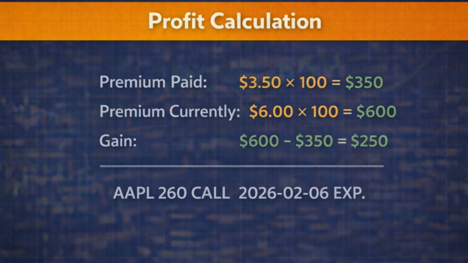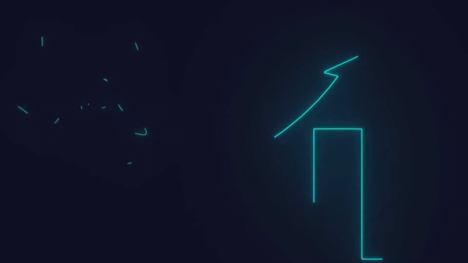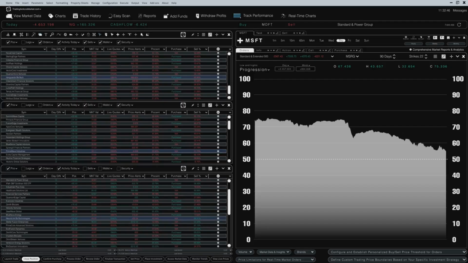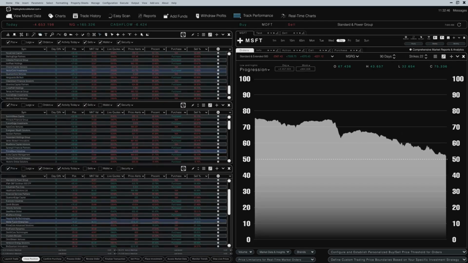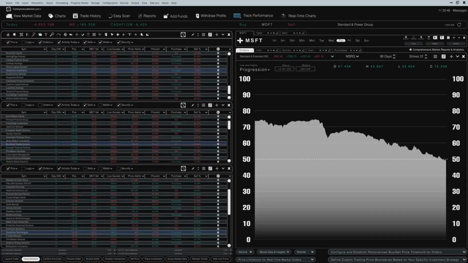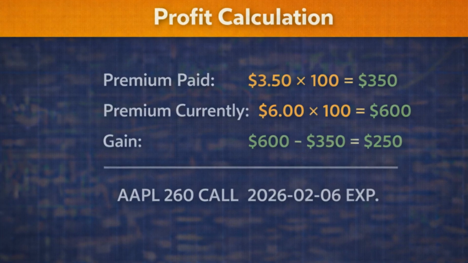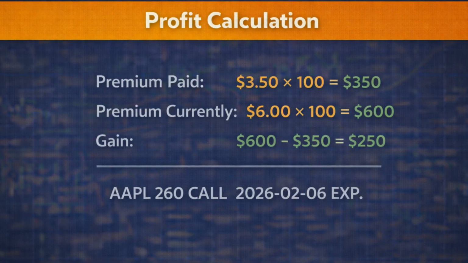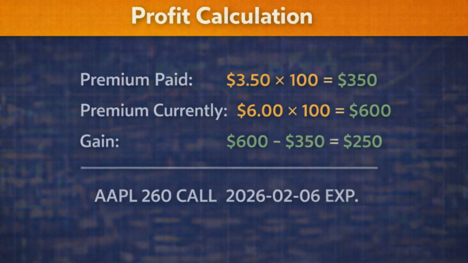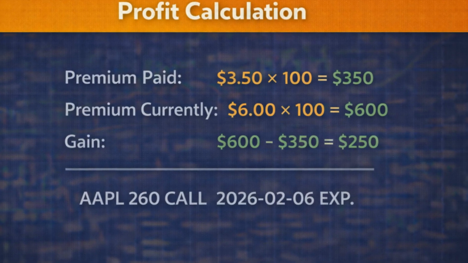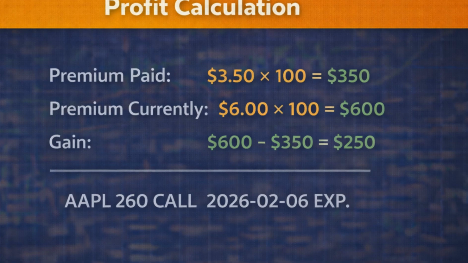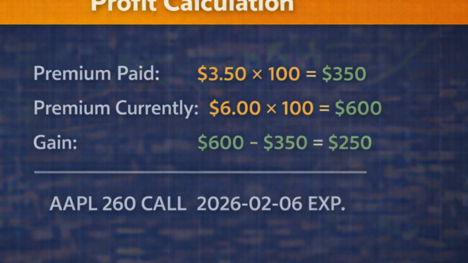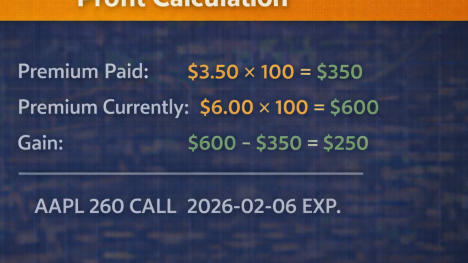Add up any commissions. Tuesday arrives. Apple rises from $260 to $263. Because there are still 4 days until expiration, demand increases. Premium may rise from $3.50 to $6. If you sell at $6, $6 minus $3.50, times 100, equals $250. That's your profit, excluding broker fees. You never bought shares, you traded the premium.